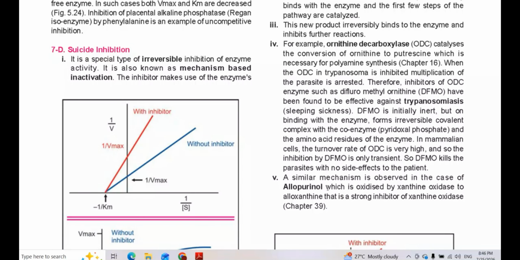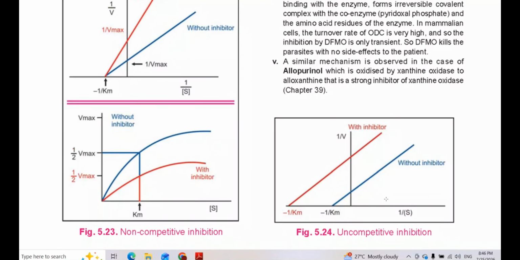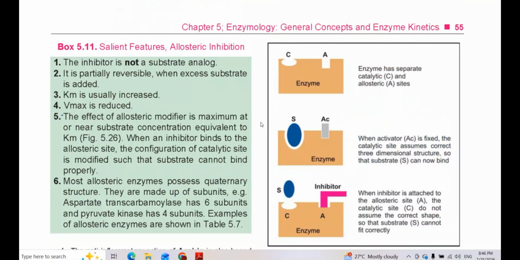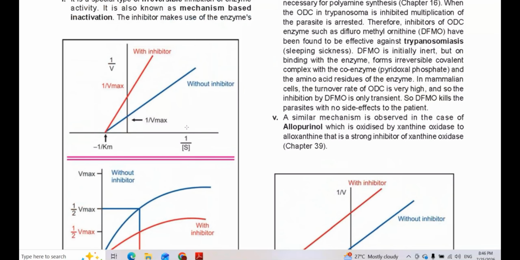Apart from this, there are a few other types of inhibitors, like allosteric inhibition or feedback inhibition, which we will discuss in our next lectures. But today we concentrated on these three important types of inhibition: competitive, uncompetitive, and non-competitive inhibition. I think students, you have all understood this lecture clearly.